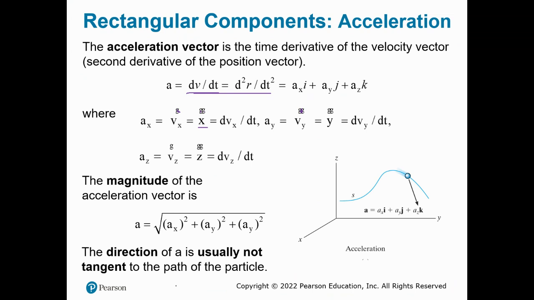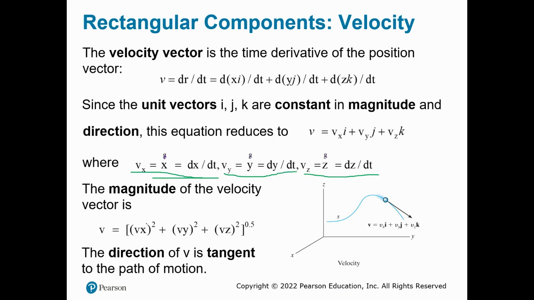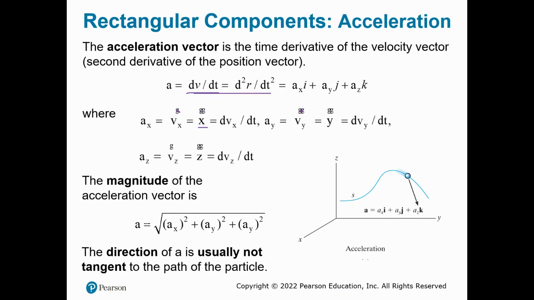Now, similarly, if I want the magnitude of the acceleration vector, you take ax squared, ay squared, and az squared, add them all together, and take the square root, that gives me the overall magnitude of the acceleration. And keep going. The direction of a is usually not tangent to the path of the particle. The direction of v is usually tangent to the path of the motion, but acceleration is not tangent to the path of the particle.